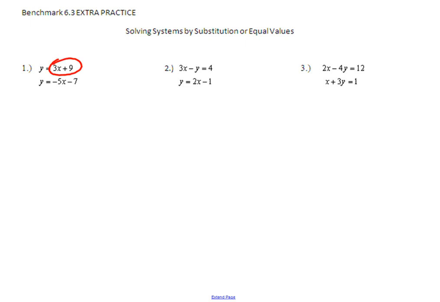The other way you can think of it is just by substitution. If y is that stuff, you can squeeze that in for the other y in the other equation. Either way, you'll have 3x plus 9 equals negative 5x minus 7.